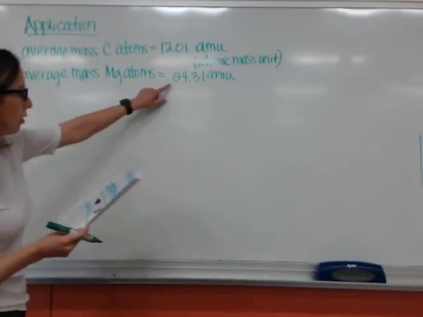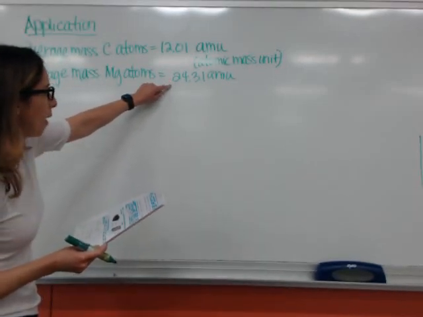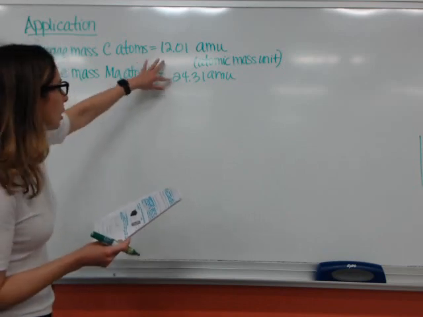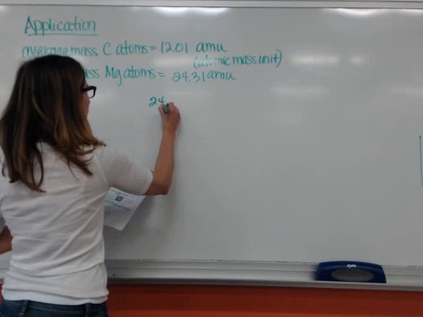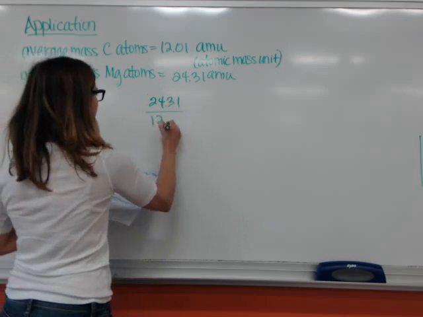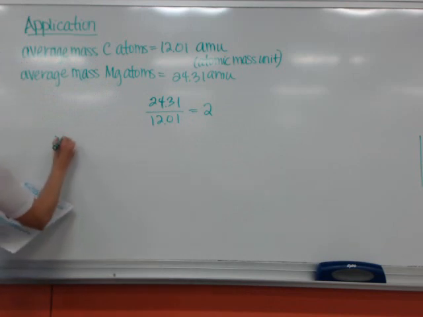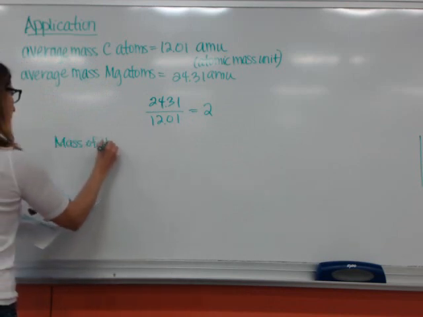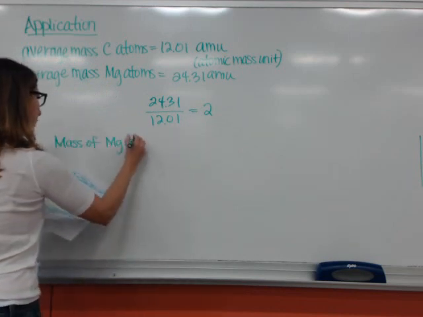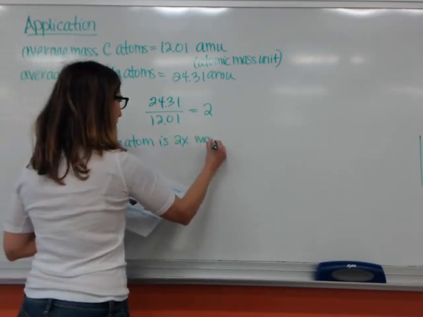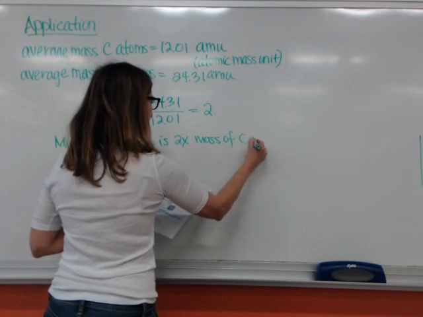So it looks like the mass of a magnesium atom is 2 times that of a carbon atom. And if you took these and made a ratio, 24.31 divided by 12.01, you're going to get around 2. So the mass of a magnesium atom is 2 times the mass of a carbon atom.